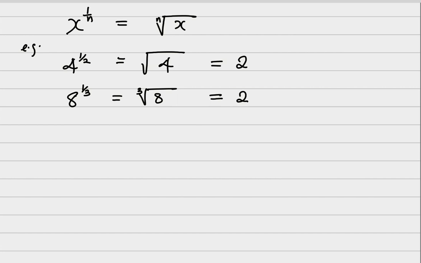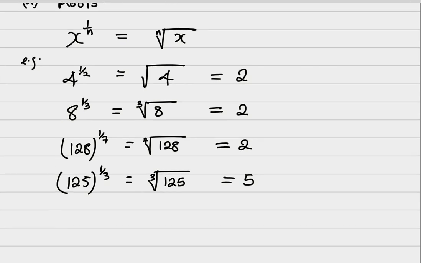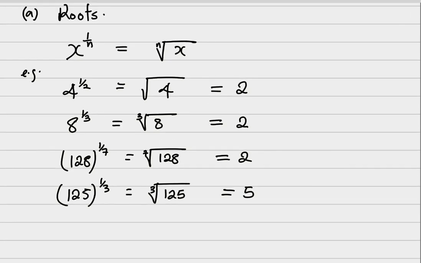If I have, for example, 128 all raised to power 1 over 7, it means it is the 7th root of 128, and it's still 2. If I have 125 raised to power 1 over 3, it means it is the cube root of 125, and the answer is 5. So this is all about roots. So you take note of roots.